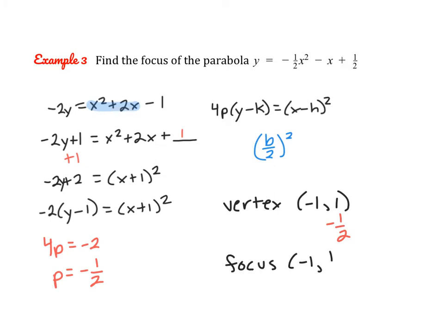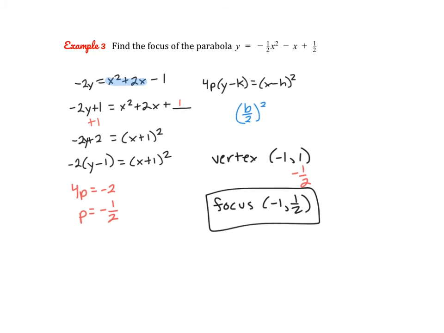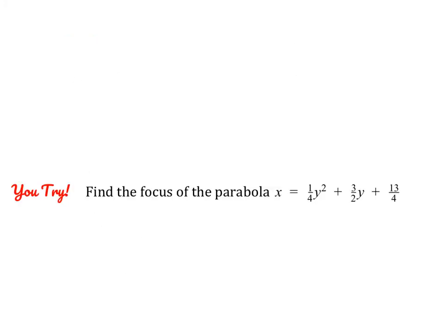at negative 1/2. Now, if you're not comfortable doing that, you can always sketch it out. We can see that we're going to have a vertex like this, and we know that it's going to be a downward facing graph, so then you can kind of work through that to find your focus at negative 1, 1/2. All right, go ahead and pause the video and give this problem a try.